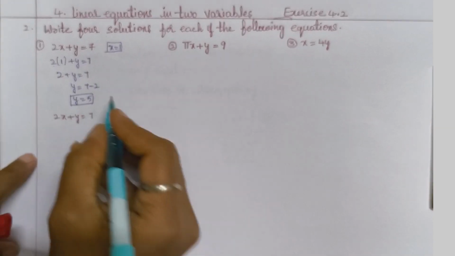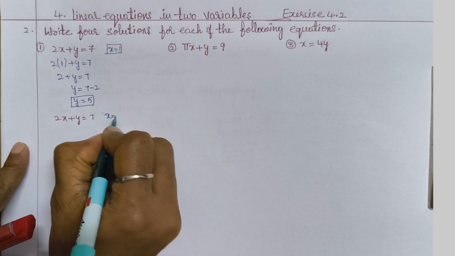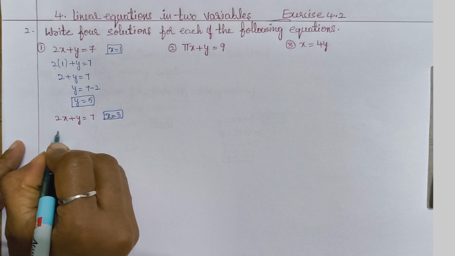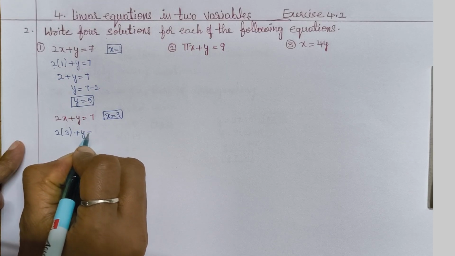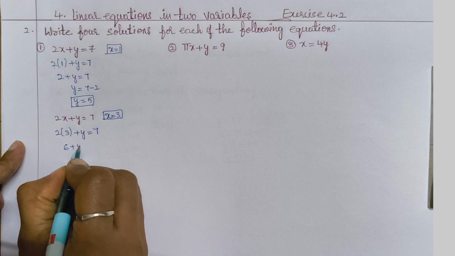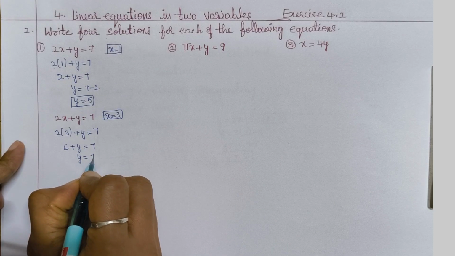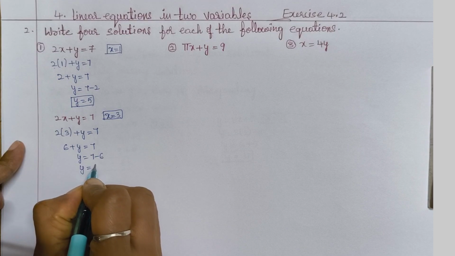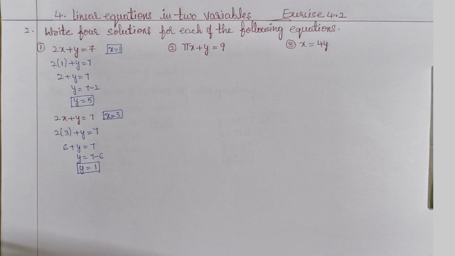Again I am taking the equation 2x plus y is equal to 7. Now you take any value, say 3. x is equal to, not only this number, any number you can take. x is equal to, I am taking 3. See here, 3 taking means 2 into 3 plus y is equal to 7. 2 threes are 6 plus y is equal to 7. So y is equal to 7, taking the number to the other side, minus 6. So 7 minus 6, y is equal to 1. Second one is finished. Like this you find 4 solutions.